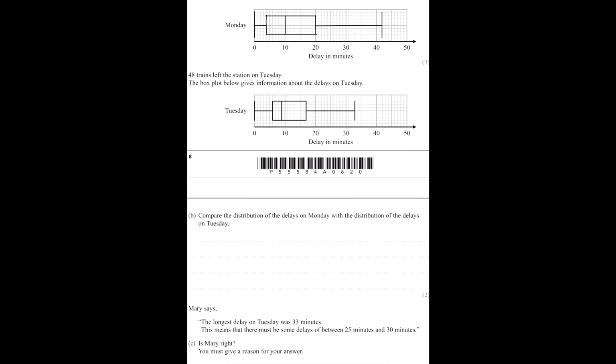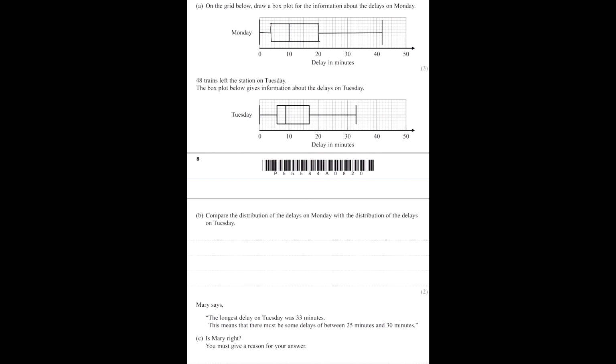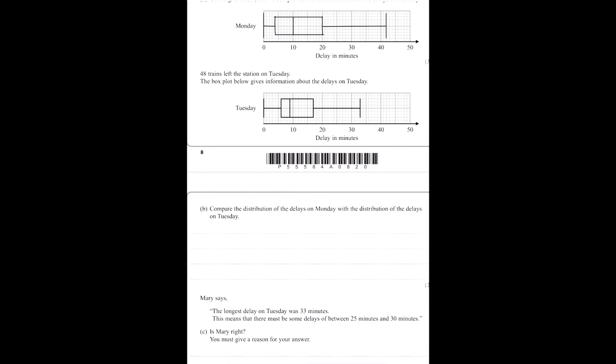The next question says compare the distribution of the delays on Monday with those on Tuesday. When comparing, just pick, say, the median and the interquartile range as a comparison. So we say on Monday, the median delay was greater, and then we quote some numbers, 10 compared with 9.